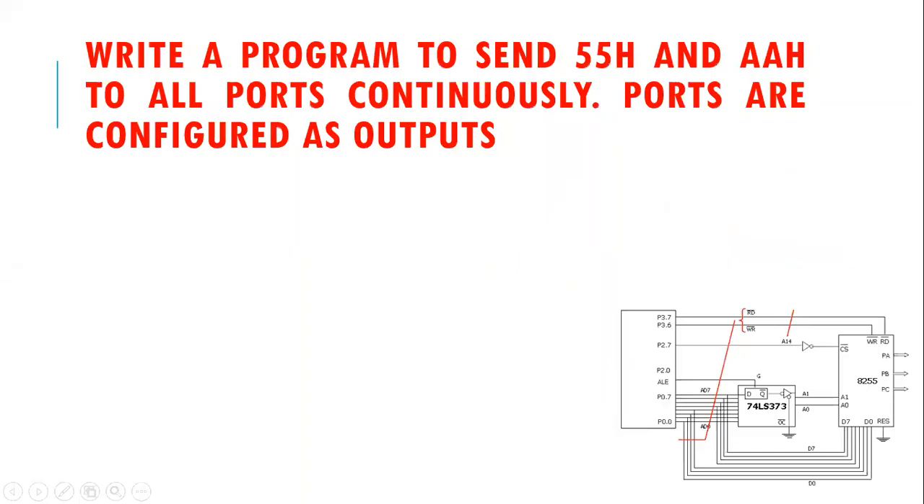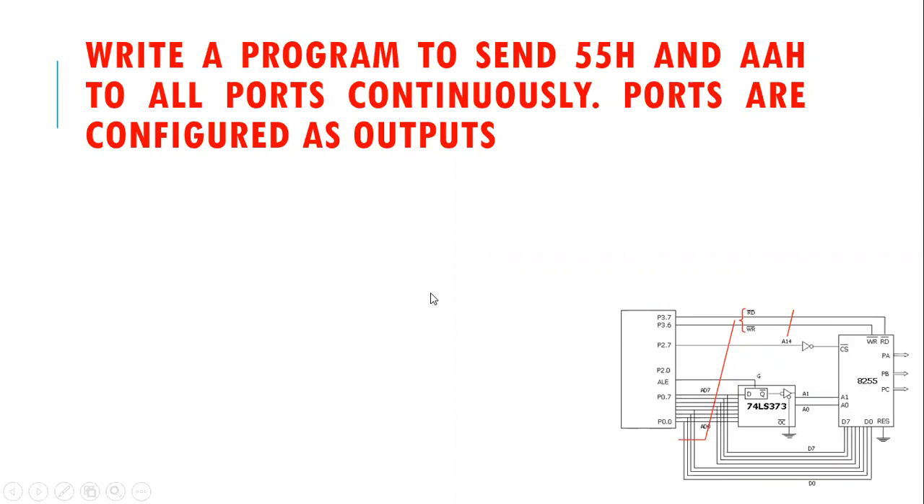Now, let us write a program to send 55H and AAH to all ports continuously, and understand that the ports are configured as outputs. The configuration is given here. You have a microcontroller on one side and the 8255 on the other side. The data pins are connected in parallel to the 8255. Then 16-bit address pins are connected here with a latch, and we have read and write operations.